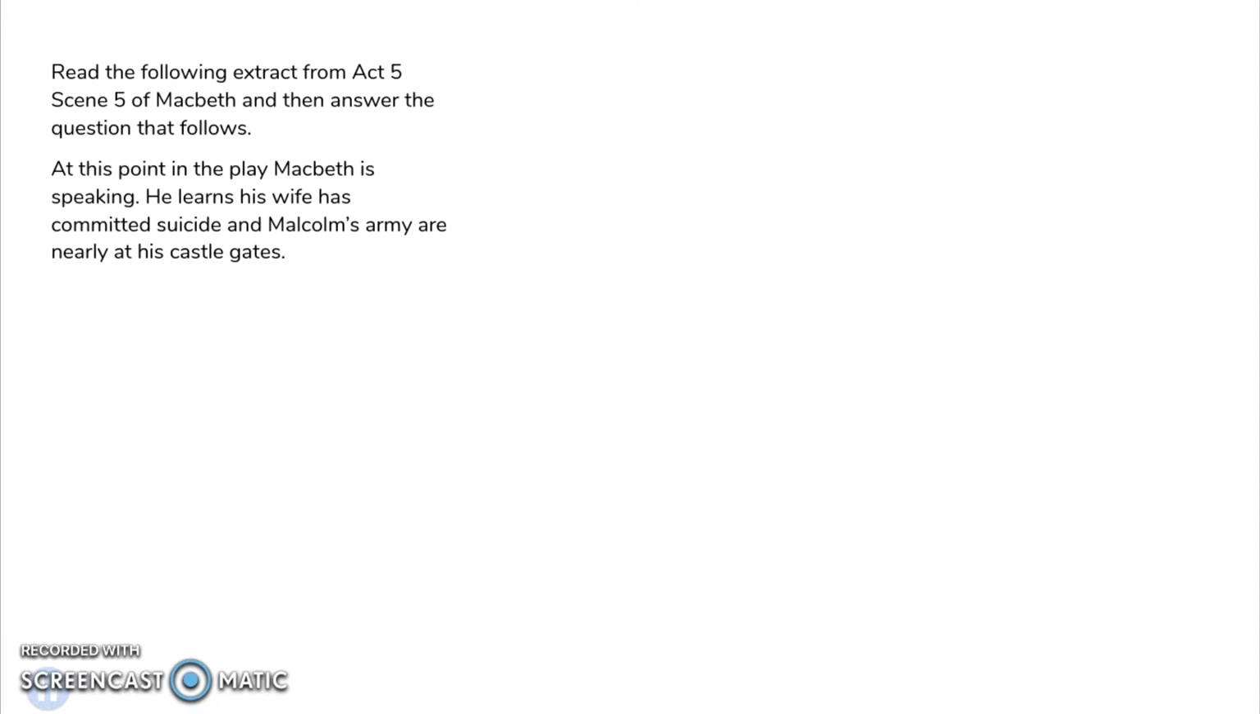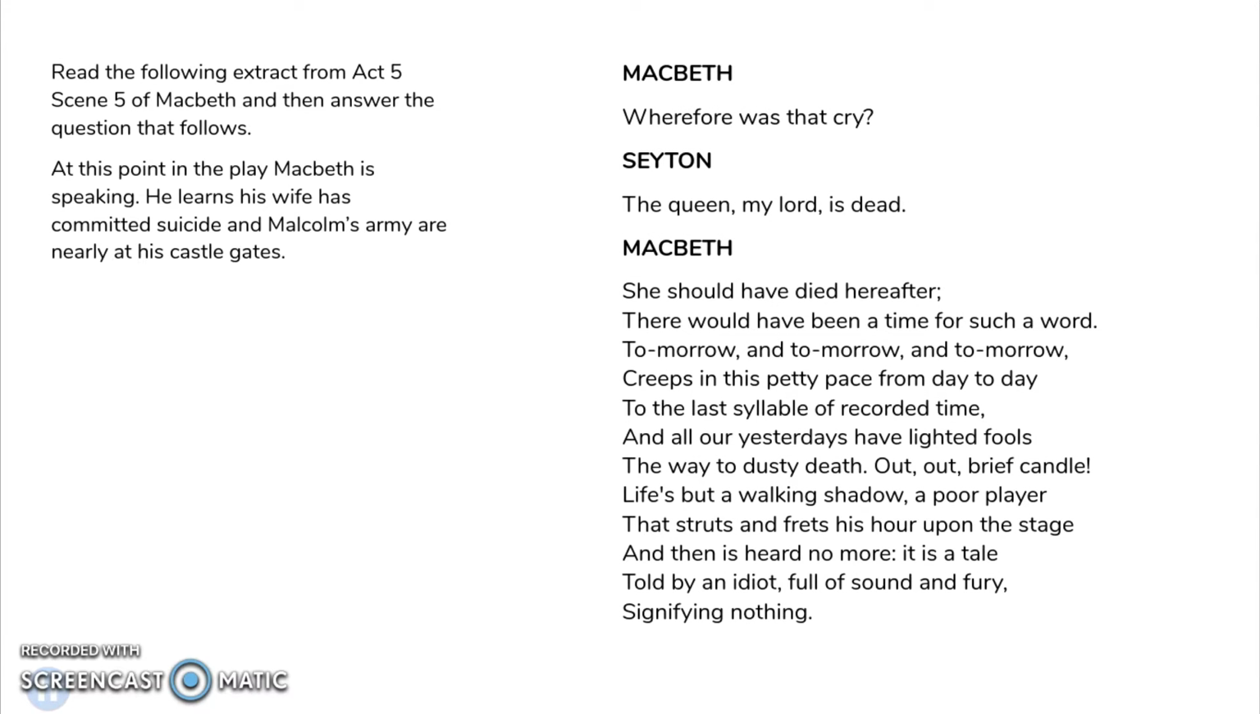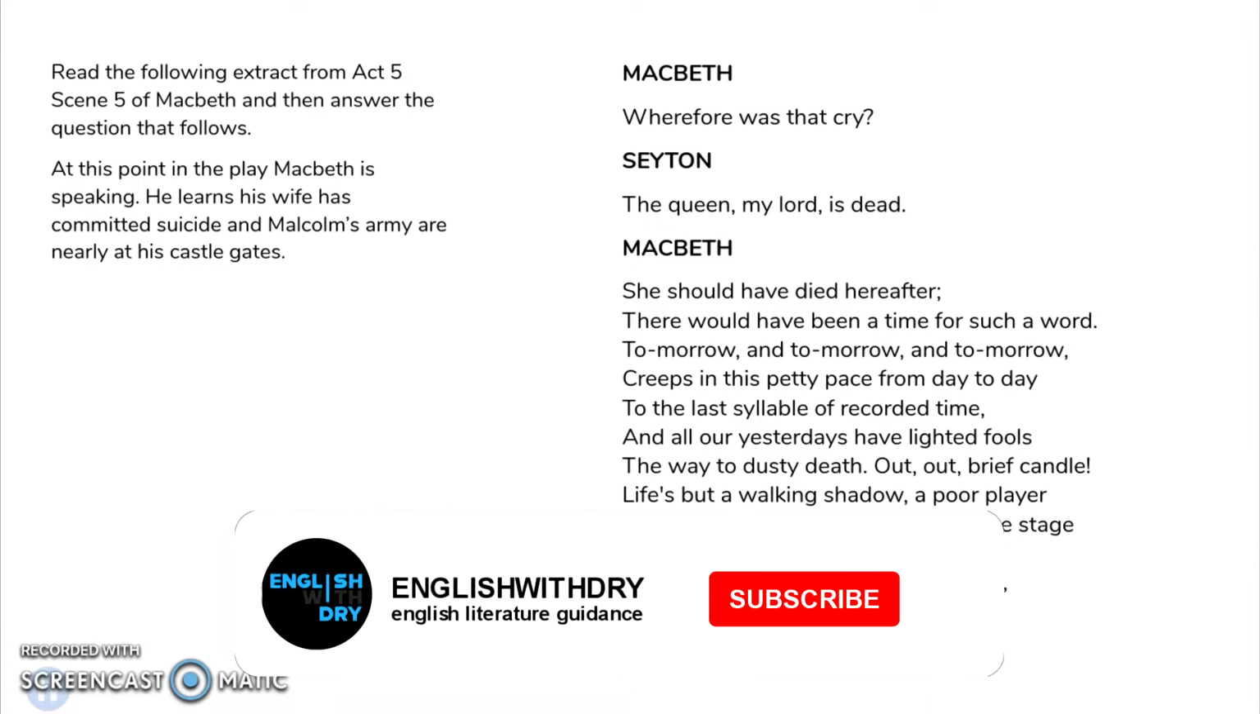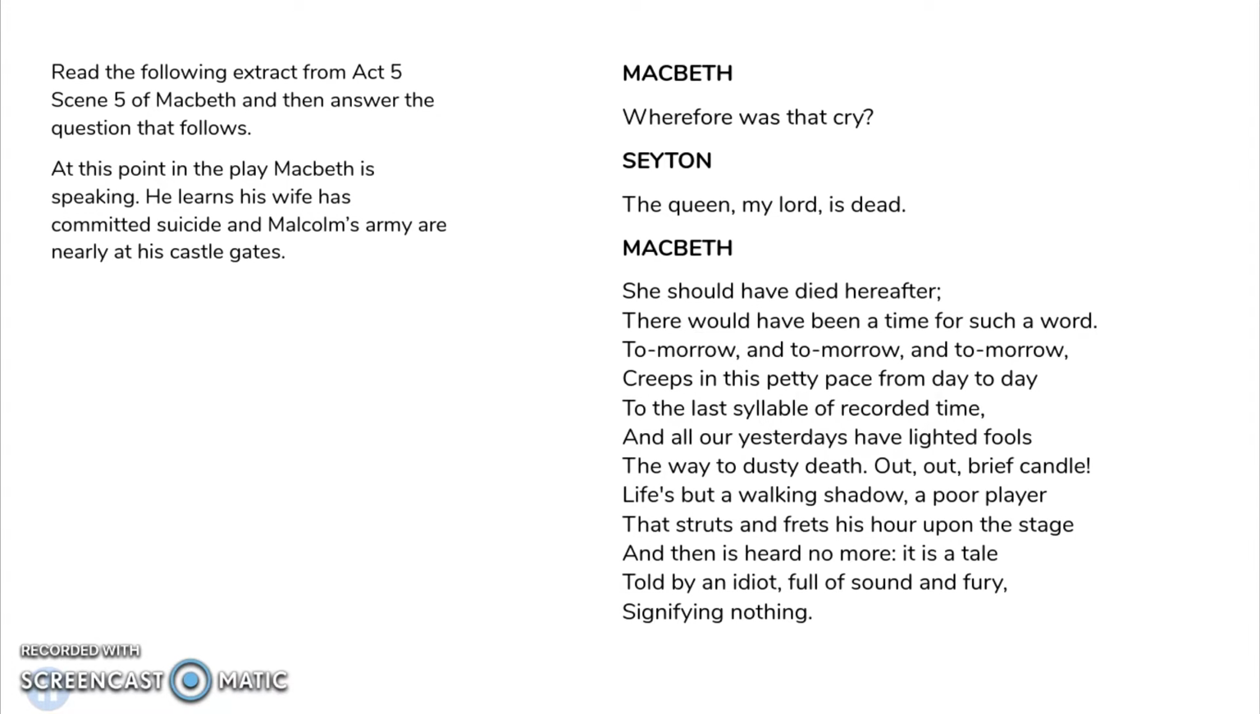In this case, it's all about Act 5, Scene 5, and it is the speech where Macbeth learns his wife has committed suicide and Malcolm's army are nearly at his gates. Of course, he famously gives his tomorrow and tomorrow and tomorrow speech. So obviously you then read the extract in detail and look quickly at the question.